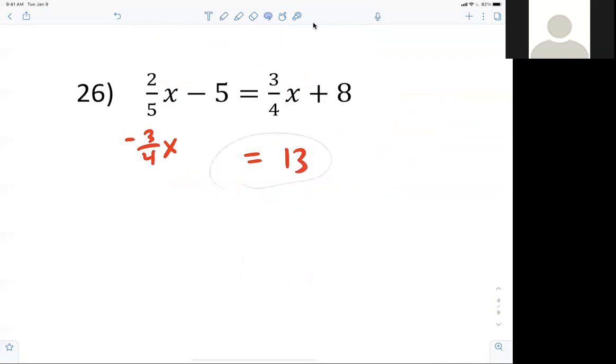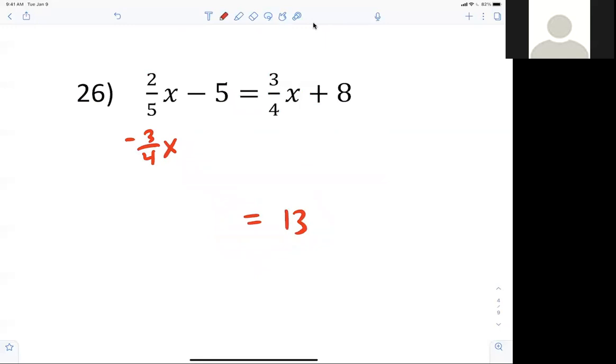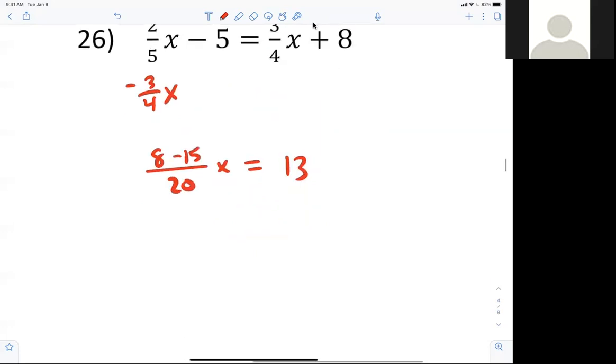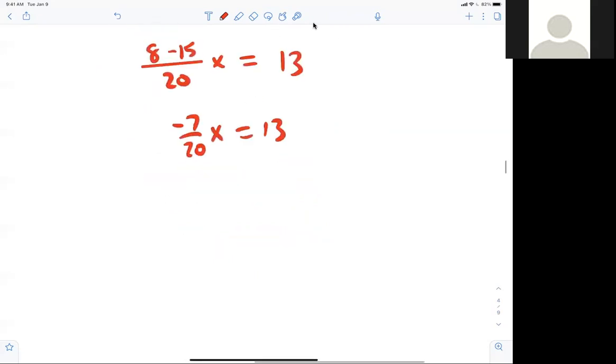Yeah, and then now we just have to figure out what that is, right? What's the common denominator? I put 20. Yep, 20. And then it was -15. Good, -8, right? And what's that? 7. What kind of 7? -7. Yes, it'd be -7. Very good, very good.